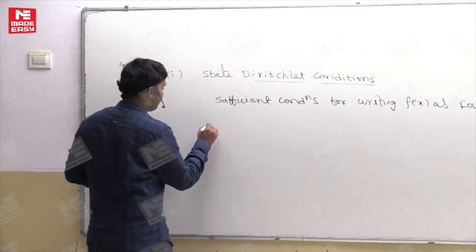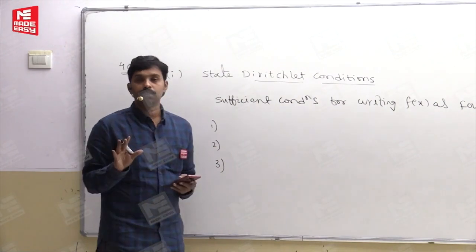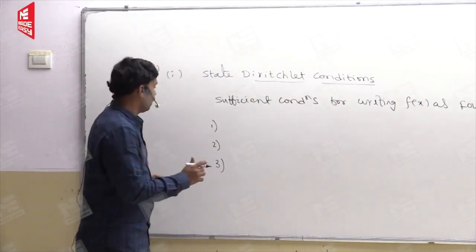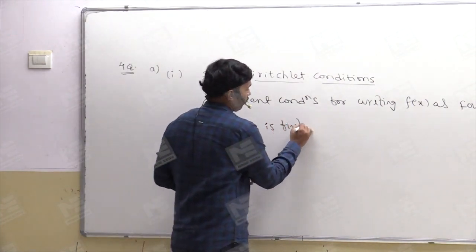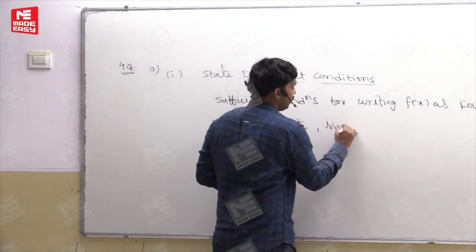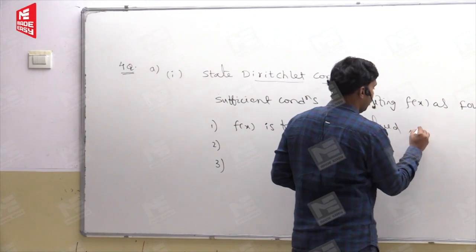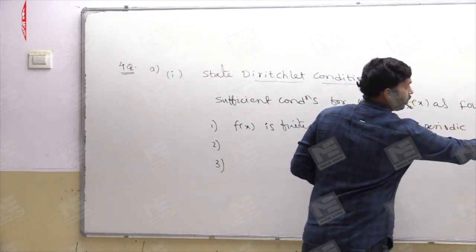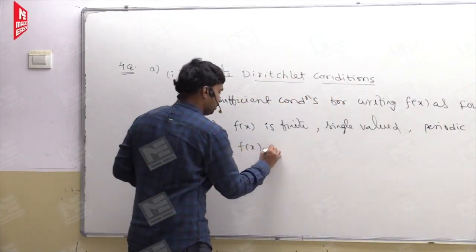Right? The very first one here, and second one, and third one. So these are the three Dirichlet conditions. The very first one is that f of x must be finite, single valued, and periodic in the interval.